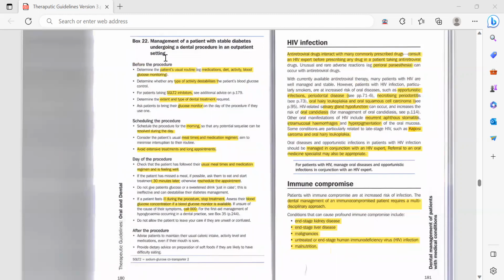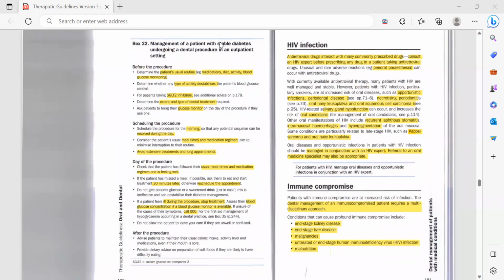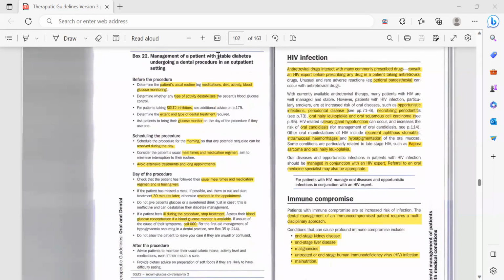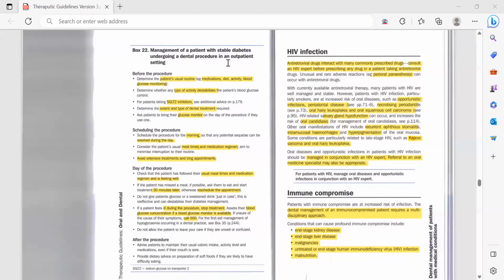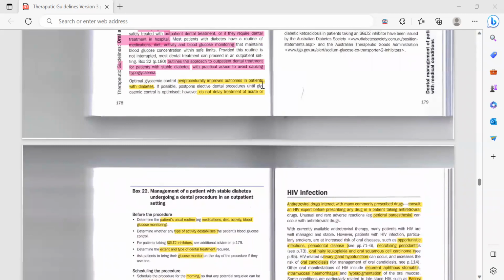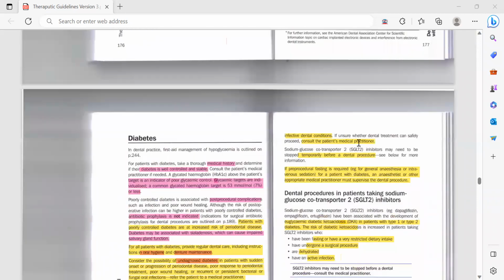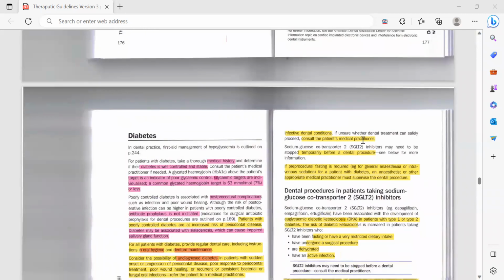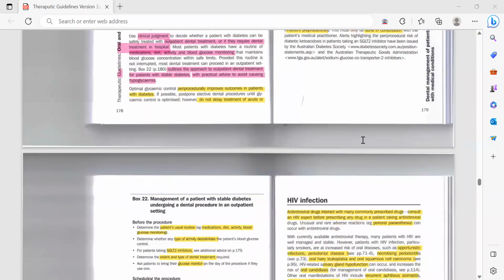Okay, so this is box 22, which states how you can manage a patient with stable diabetes undergoing a dental procedure in an outpatient setting. So what is the foremost criterion? Their diabetes should be stable. You cannot treat an unstable diabetic patient. Even if there is any acute or infectious condition, you need to take advice from their medical practitioner and weigh the benefits and the harms.